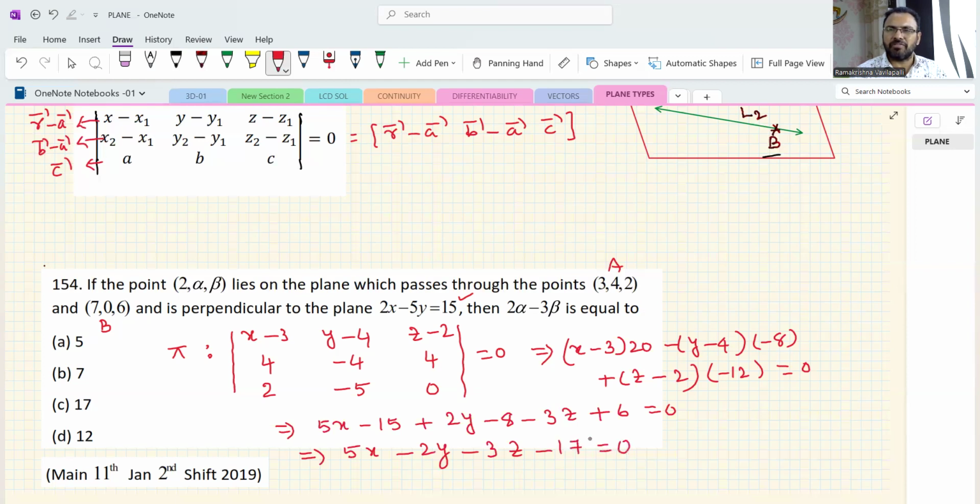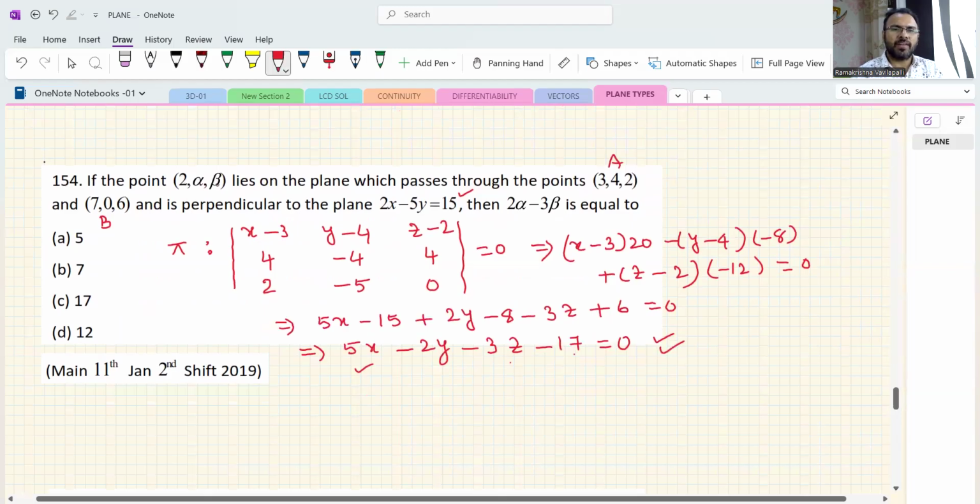We just need to verify whether this is correct or not. For that, substitute any one of the points. Substitute (7, 0, 6). If you substitute it here, you will get 35, and this is minus 18, minus 17, which is nothing but minus 35. Hence, the plane is correct.